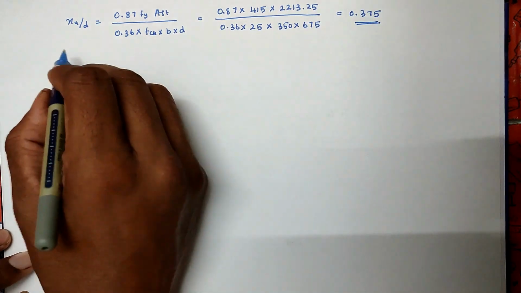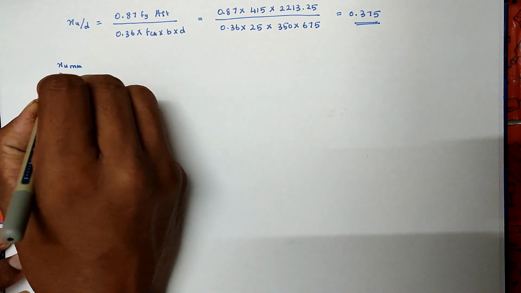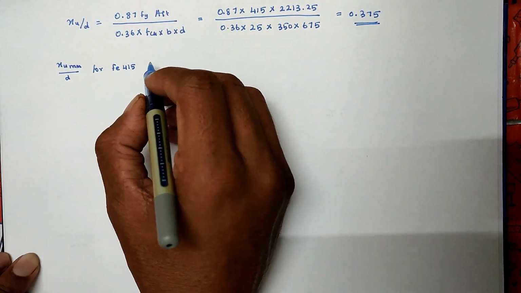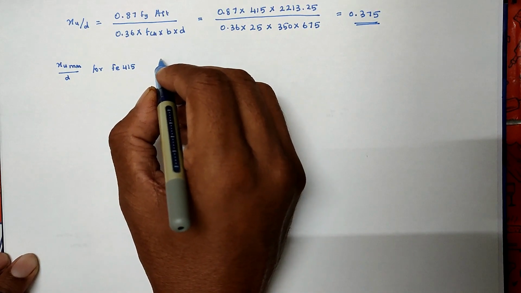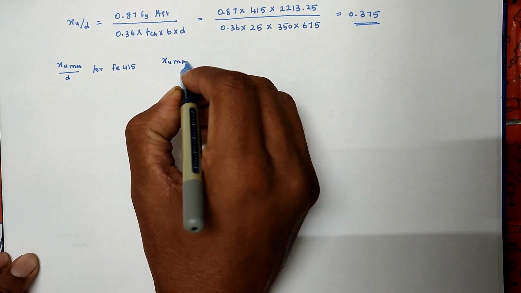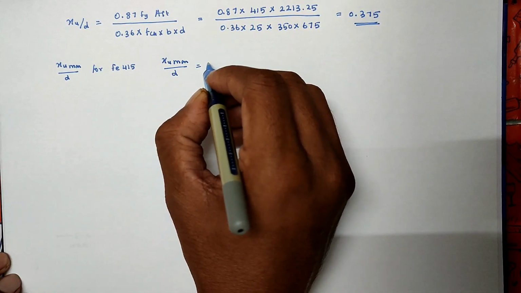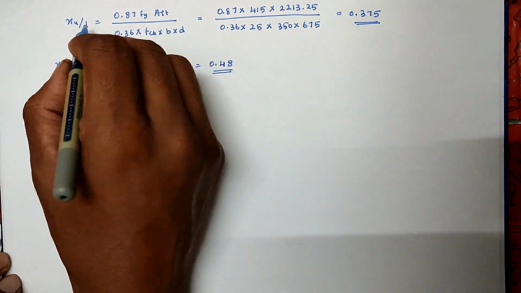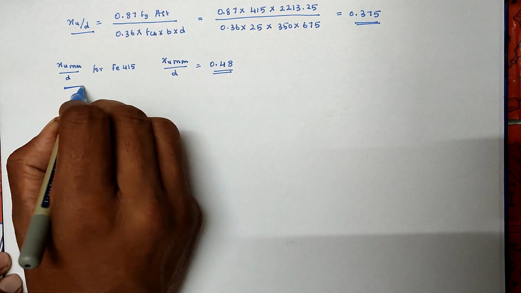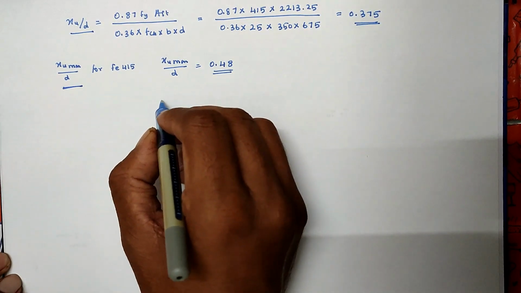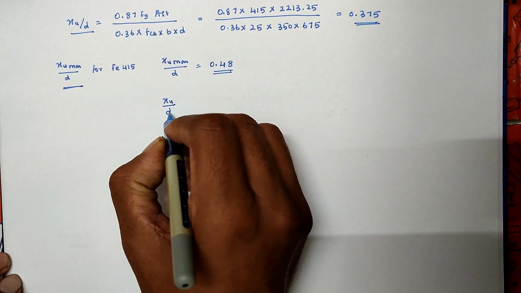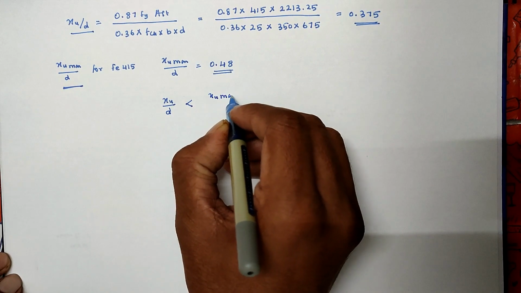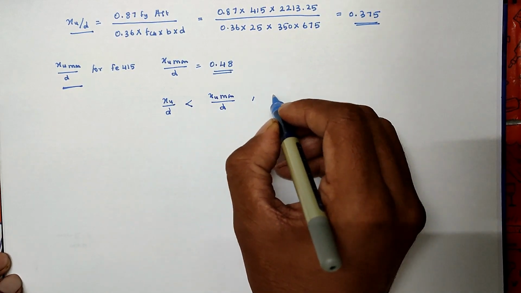Now we can find out xu max by d for Fe415. In IS 456, xu max divided by d for Fe415 steel is 0.48. Now we compare xu divided by d with xu max divided by d. Here xu by d is less than xu max by d, so the section is under reinforced.